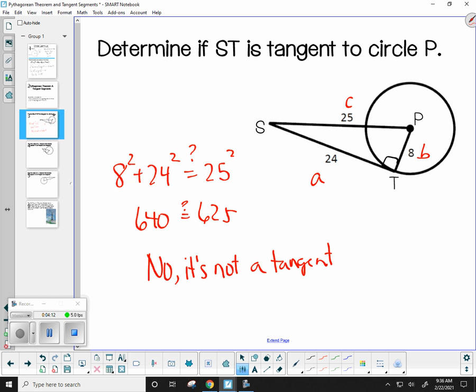Okay, so the Pythagorean theorem would have to hold true in order for ST in this case to be a tangent line. Does that make sense? I get a nod if you're okay.